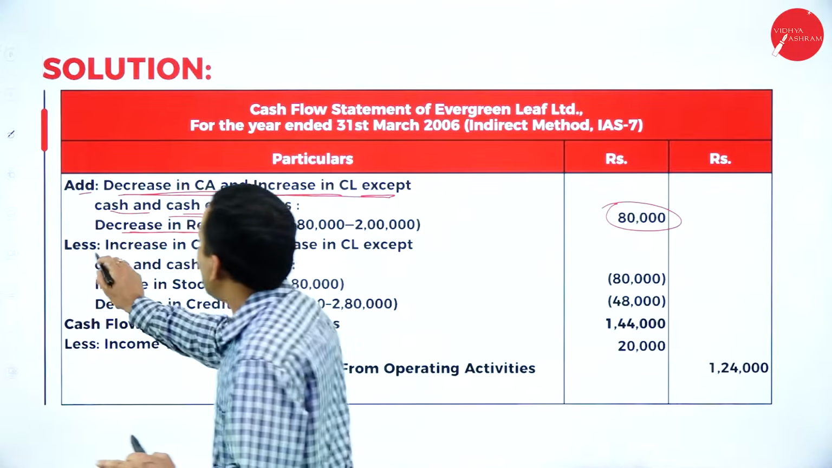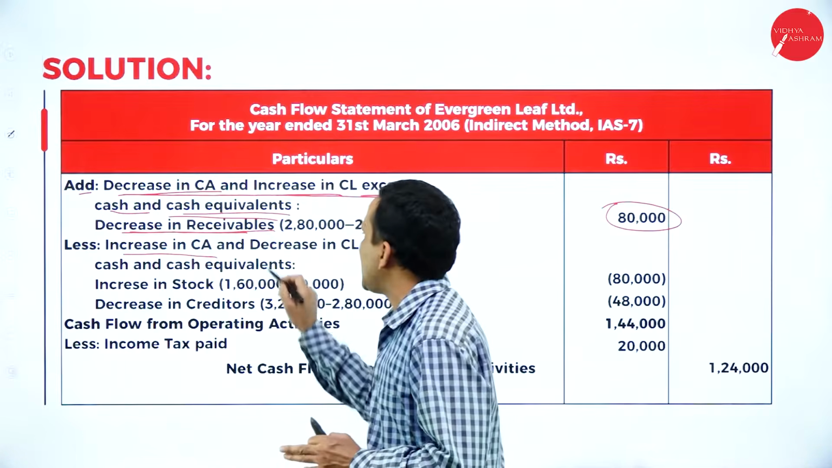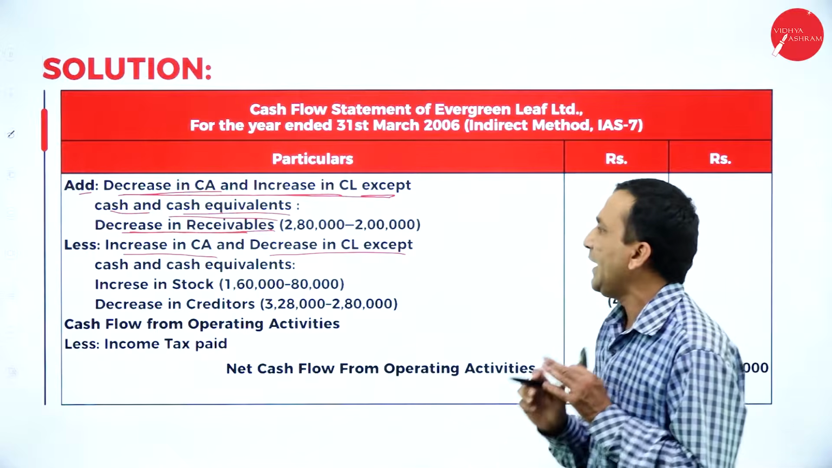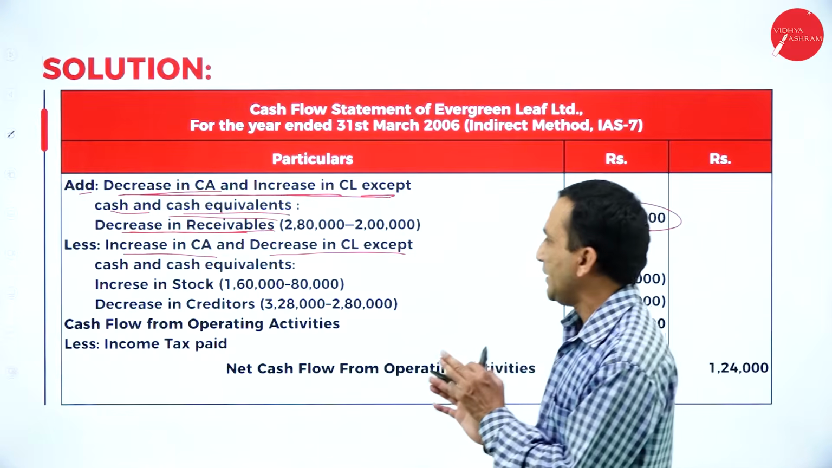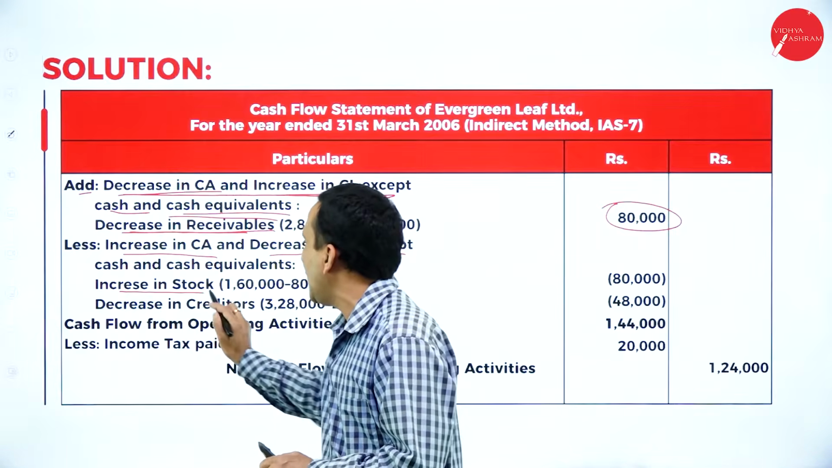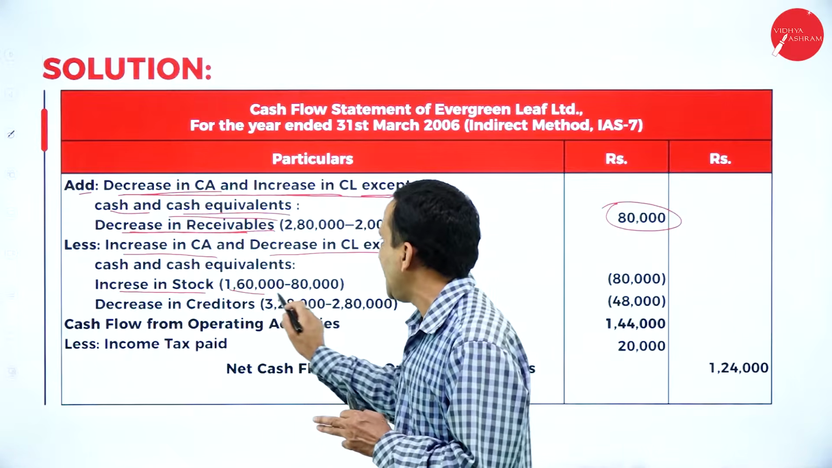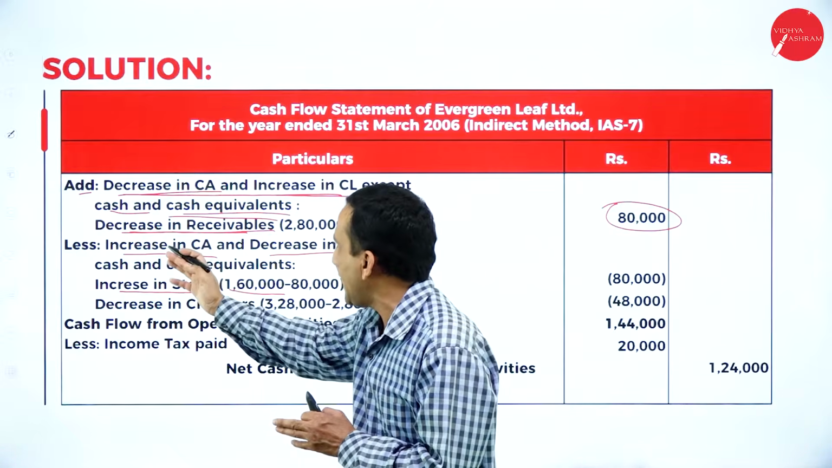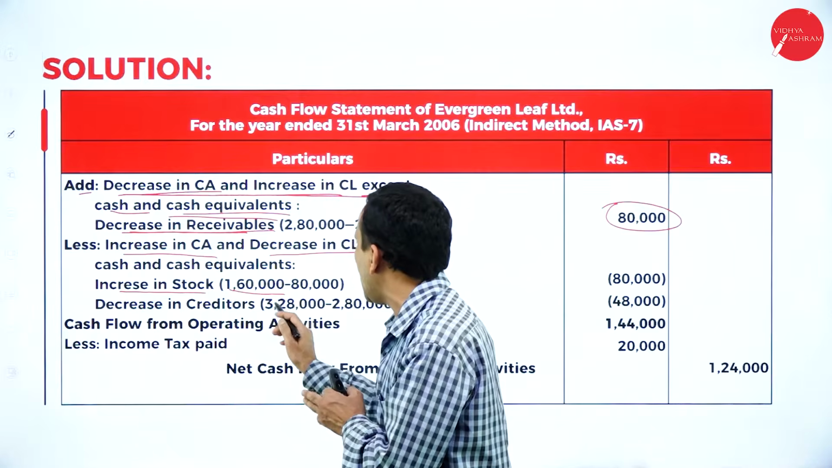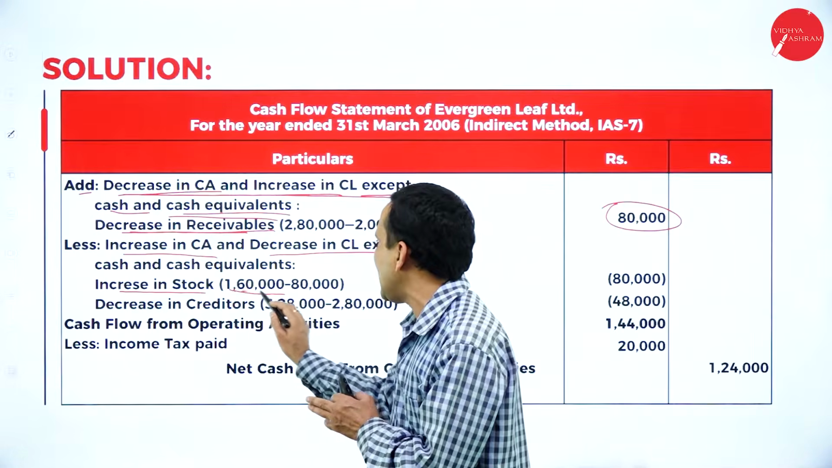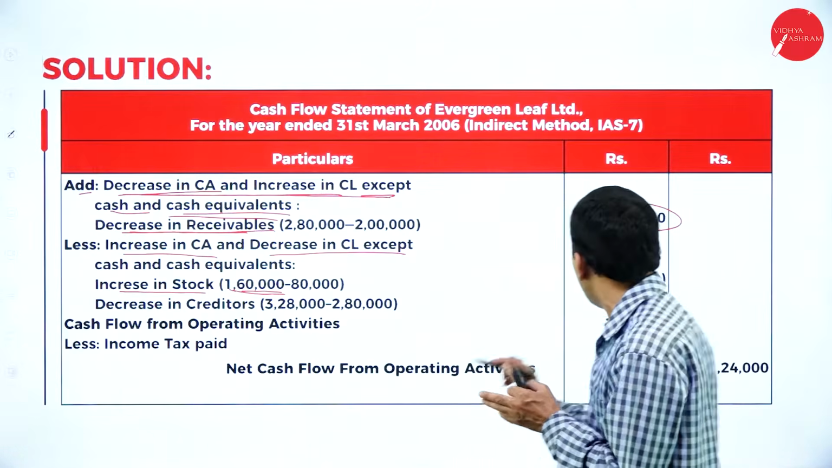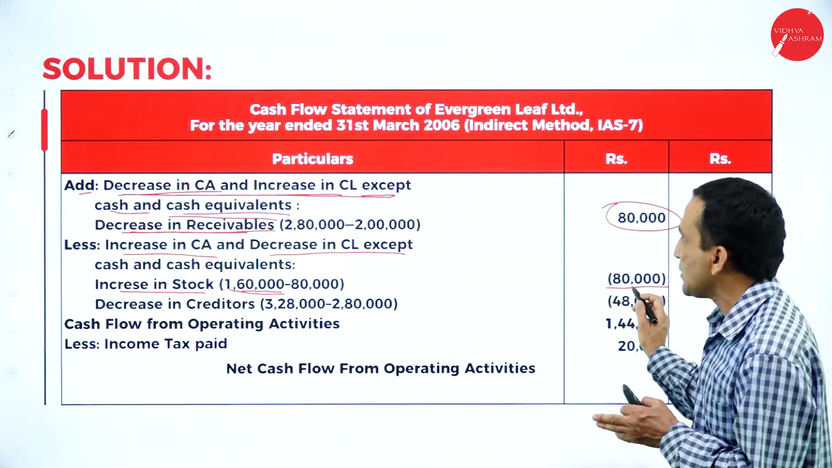Next one, less: increase in the current assets and decrease in the current liability, except cash and cash equivalent. Now stock, which is coming under the current assets, from 80,000 to 1,60,000, is an increase, right? So that's what we need to write here: 1,60,000 minus 80,000, the difference we are getting is 80,000.